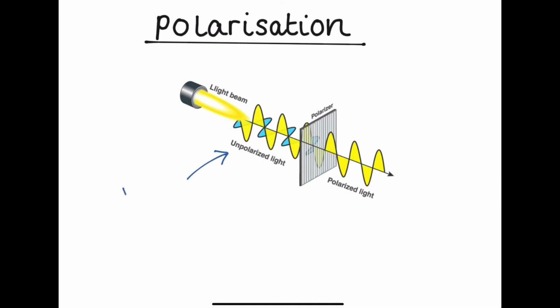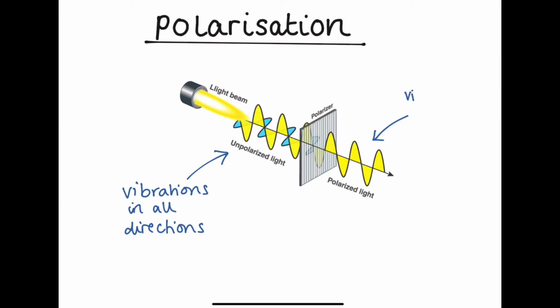Today we're looking at polarization. You can see on this picture I've got a light beam. This light beam is composed of unpolarized light. And what this means is that we have vibrations in all directions. This unpolarized light is then passed through a polarizer or a Polaroid filter.